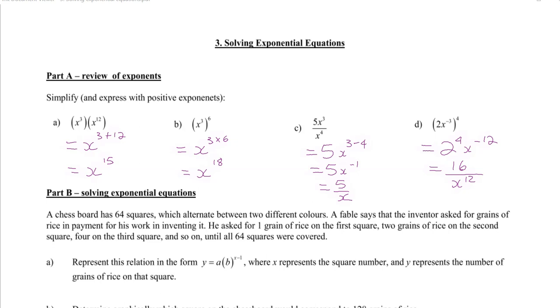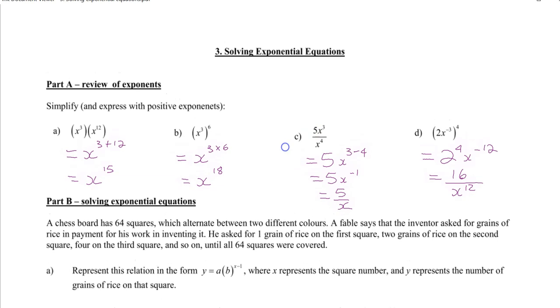So x to the 3 plus 12 is x to the 15. Power to a power in B, we multiply the exponents. 3 times 6 is 18. I don't need to see all of this. You could go from there straight down to the answer.